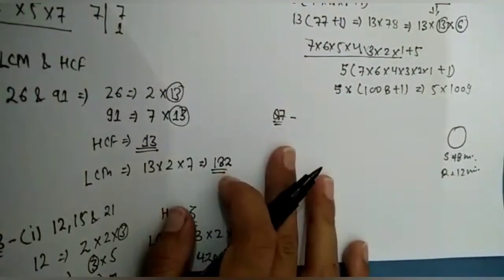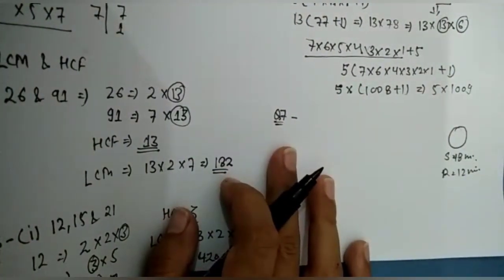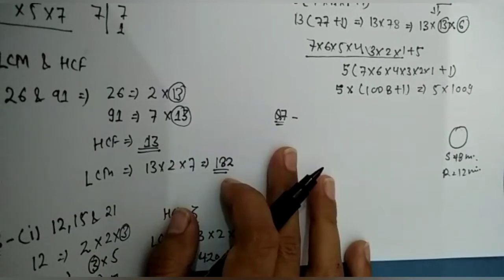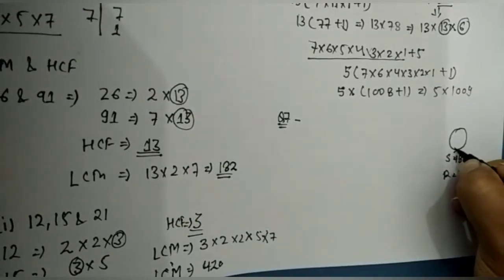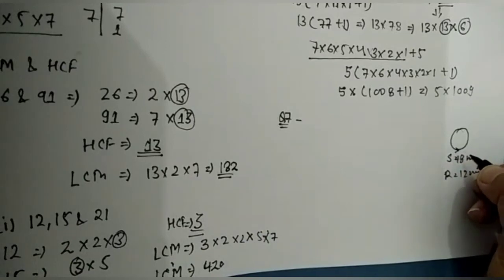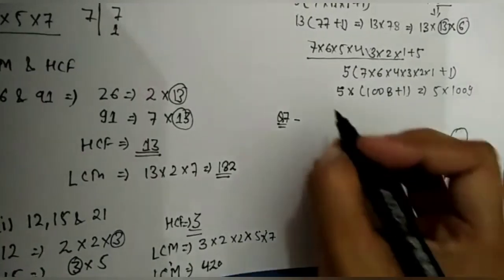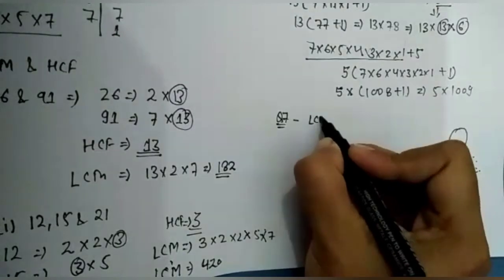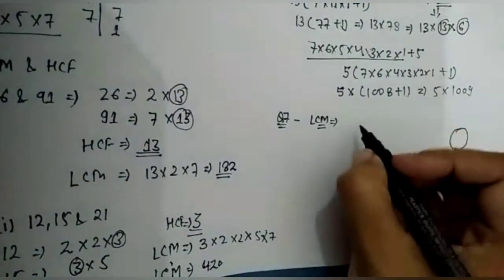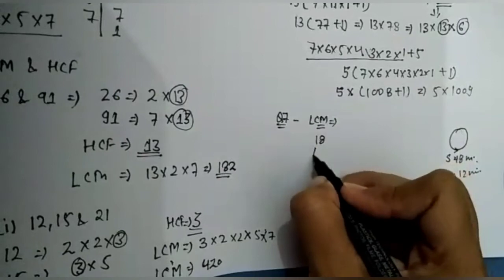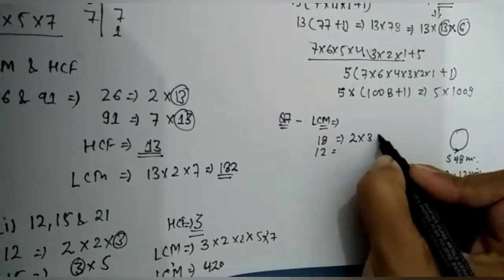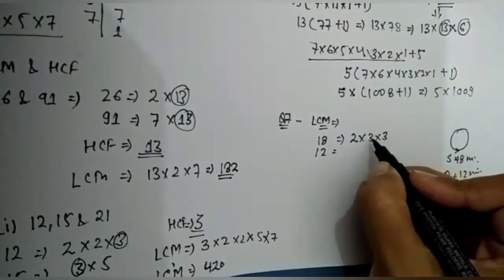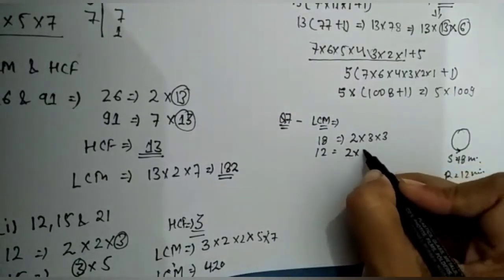Suppose they both start at the same point and at the same time and go in the same direction. After how many minutes will they meet again at the starting point? They both start from the same point, at the same time. In this type of question you just have to find the LCM. So you just have to find the LCM of 18 and 12. Let's factorize: 18 is 2 into 3 into 3, and 12 is 2 into 2 into 3.